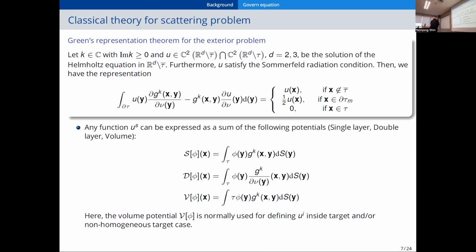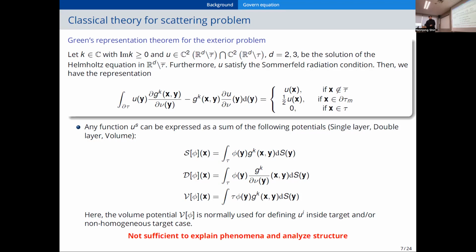To analyze the imaging method, we should know the structure of the scattered field and data. In the classical theory of the scattering problem, there is the Green representation theorem for the exterior problem. This means that all solutions can be expressed by the single layer and double layer potentials. But it is not sufficient to explain the phenomenon and analyze the structure of the imaging method, because it is very hard to see where the effect of the object is, because there is only omega tau.